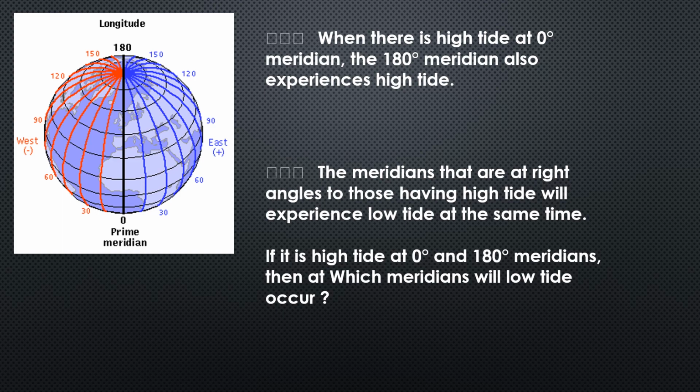Now answer this question. If it is a high tide at 0° and 180° meridians, then at which meridians will low tide occur? Answer: the low tide will occur at 90° west and 90° east.